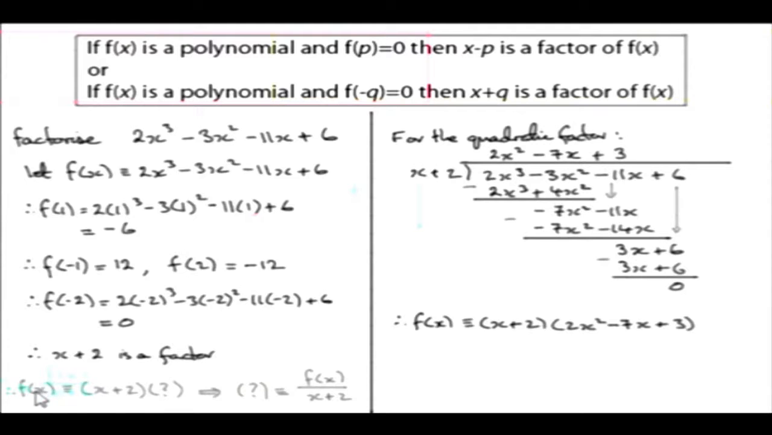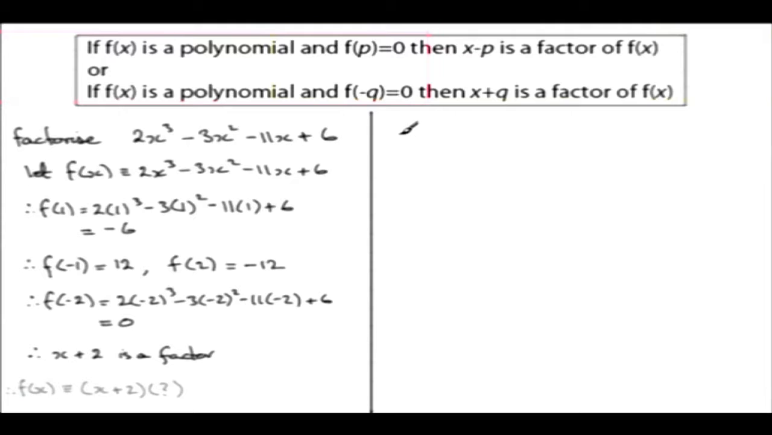And I showed you that if f of x was identical then to x plus 2 times another factor, this factor could be found by dividing f of x by x plus 2, and we did it here. And it's at this point that I said to you that there was also another way that we could get this quadratic factor. So that is the purpose of this tutorial, to show you the alternative way. So what we'll do is we'll just remove this version here, and I'll talk you through the next version.